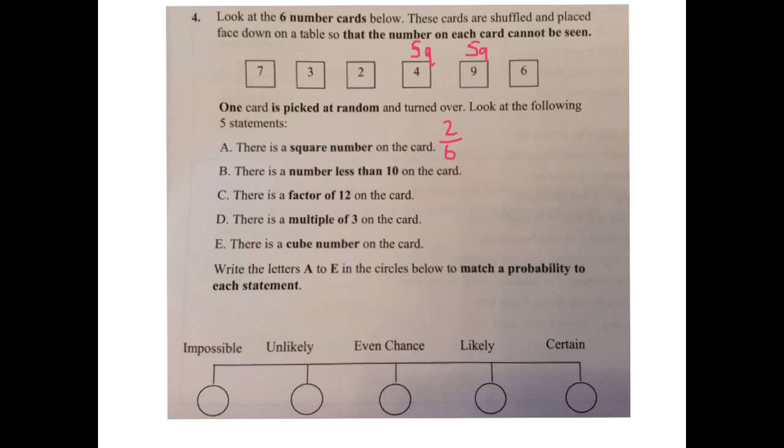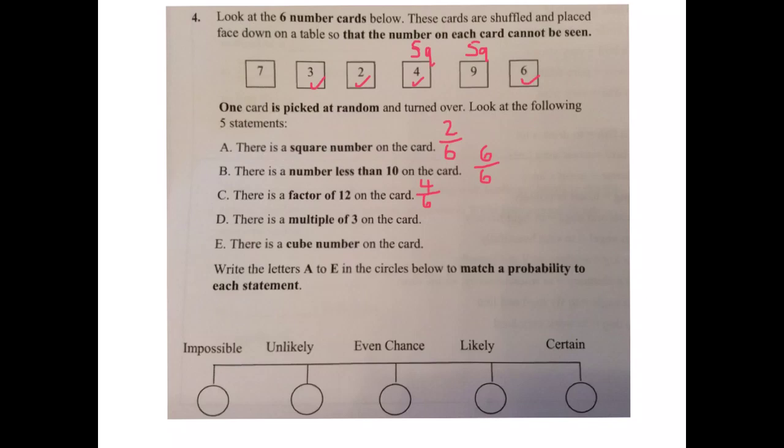Statement B. There is a number less than 10 on the card. Again, there's 6 numbers. And we can see that less than 10 is all of them. 6 of them. Statement C. There are 6 cards. How many are factors of 12? Well, which numbers divide into 12? 1, 2, 3, 4 of them.